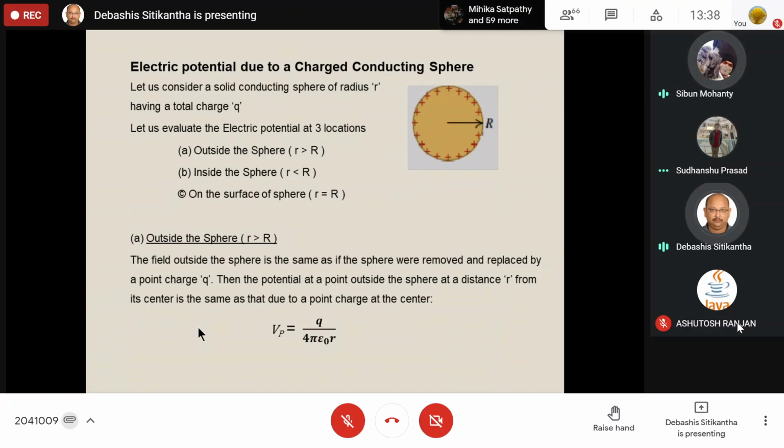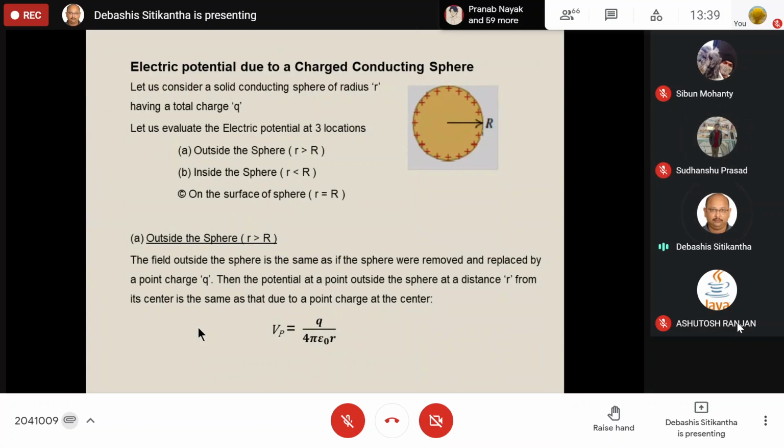Several answers are coming simultaneously, so please tell me one by one. The charges will accumulate on the outer surface of the conducting sphere, and in the case of an insulated sphere, it won't happen. It may be uniformly distributed. Yes, that's the case.